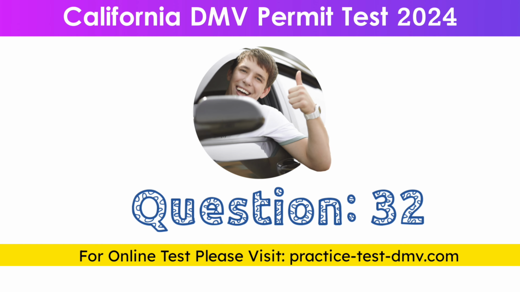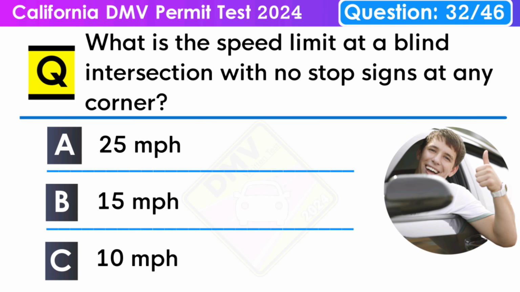Question 32. What is the speed limit at a blind intersection with no stop signs at any corner? A. 25 miles per hour. B. 15 miles per hour. C. 10 miles per hour. Correct answer: B. 15 miles per hour. At a blind intersection where your view is blocked and there are no stop signs at any corner, the speed limit is 15 miles per hour. This lower speed allows for increased safety as you slowly move forward to check for traffic.